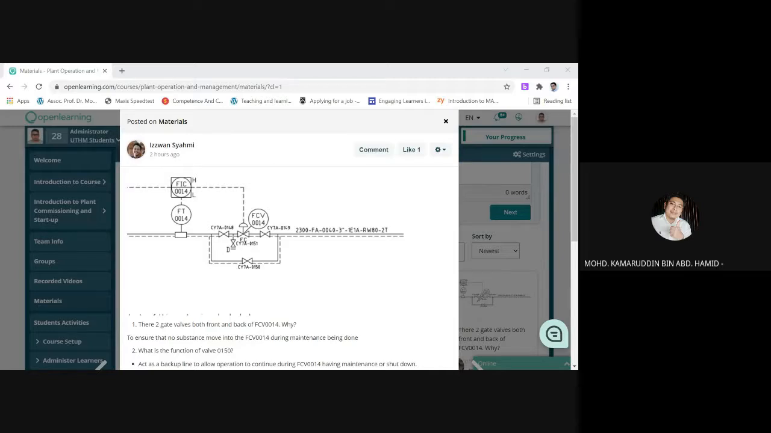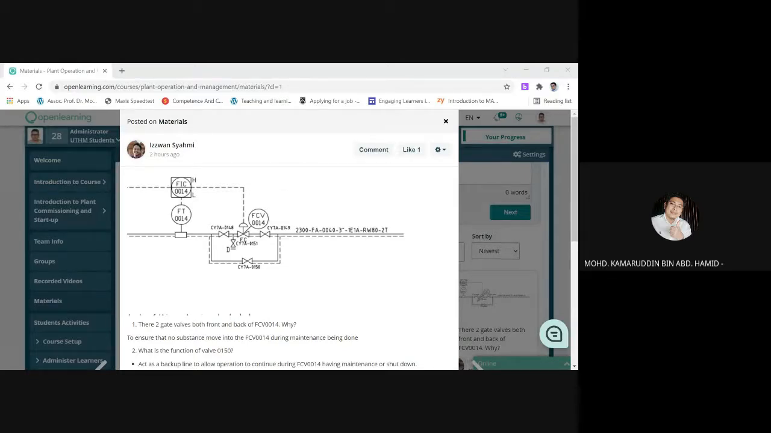Tak boleh buka. Okay, fail to open. So they are stuck at the zero opening. So of course no flow. So if that happens, then you may manually open the gate valve over there at the bypass. Then you have a bypass flow. Remember that this is a continuous process. You cannot have any discontinuation of the flow. That's the reason why you need to have a bypass, because of this heads-up study.